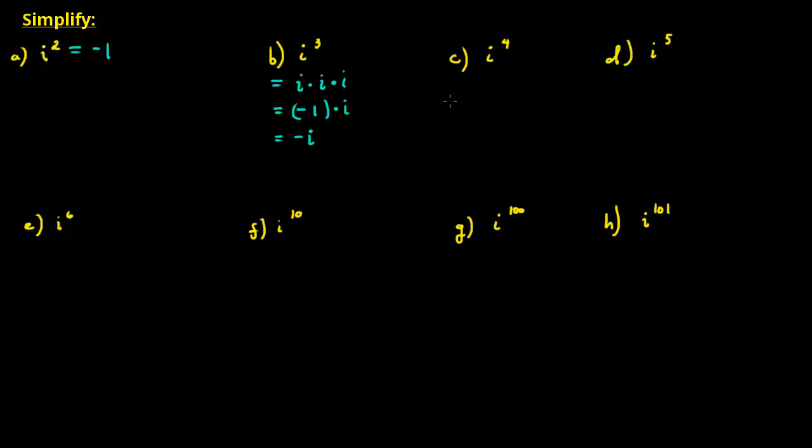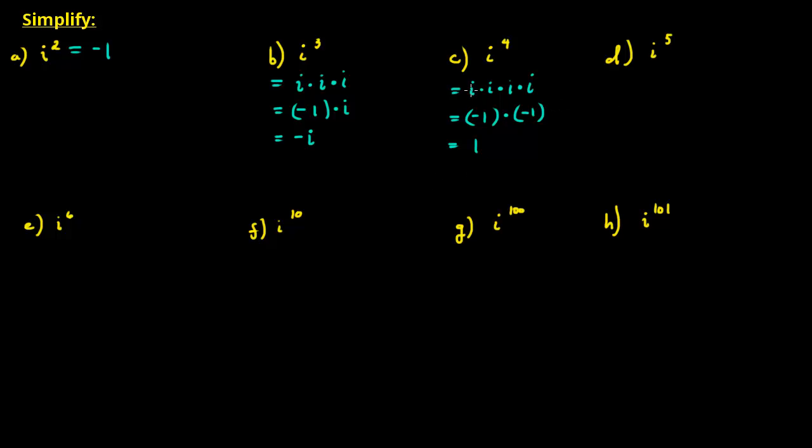Next we've got i to the power of 4. So i to the power of 4 is equal to i times i times i times i. So that's equal to i times i, which is -1, times i times i again, which is just -1. So i to the power of 4 is equal to -1 times -1, which is +1.